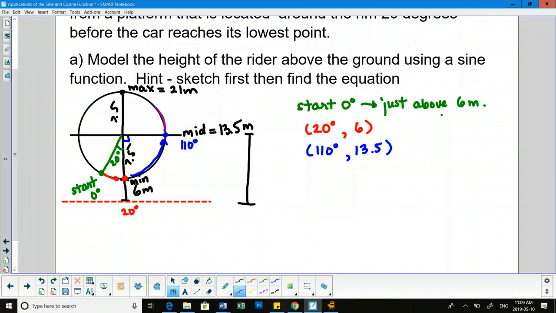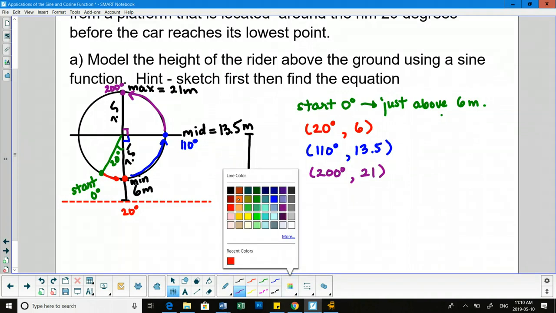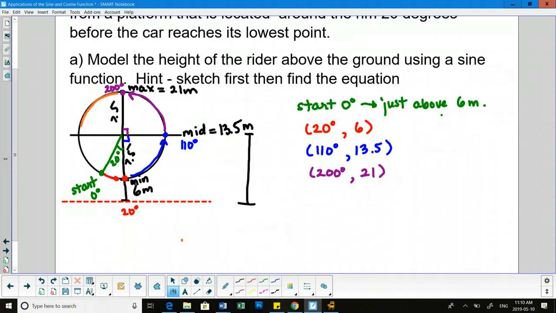Okay, next location, how far am I from the starting point? 200 degrees. Yep, so I'm adding another 90 on here, so this is 200 degrees from the start. And how high am I above the ground here? 21. That's right. Okay, next location, how far are we now? 290. Okay, adding another 90-degree angle there. How far are we above the ground at 290? Yeah, we're halfway. Again, 13.5, awesome.